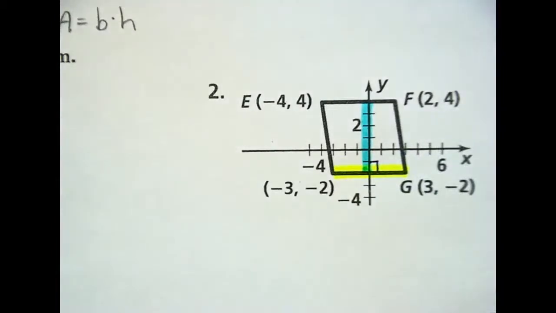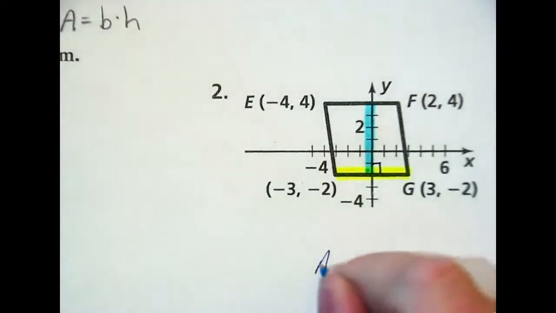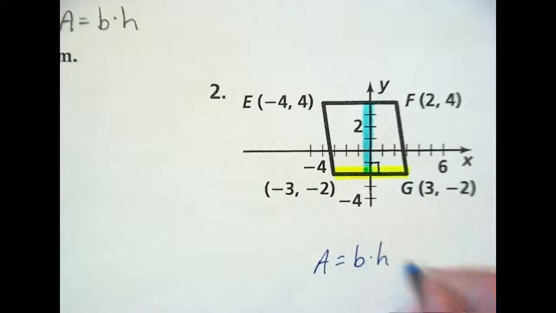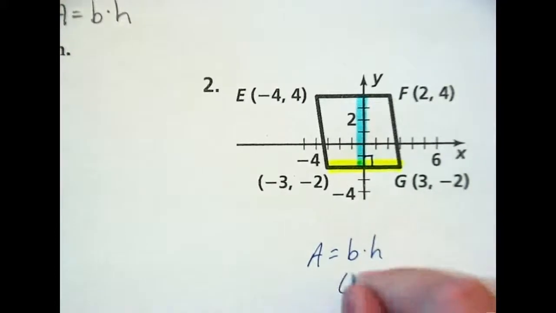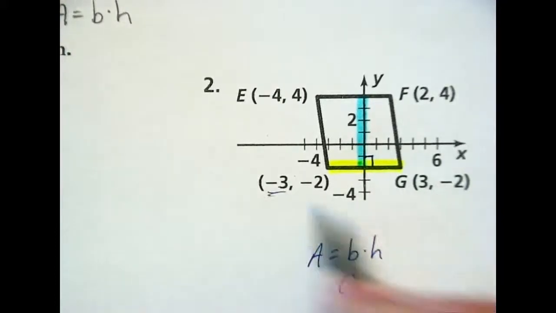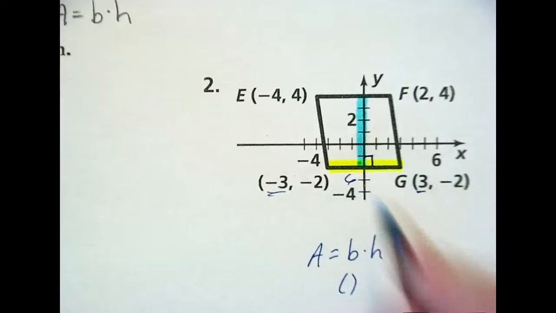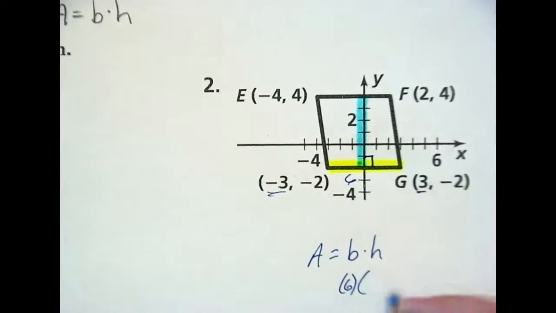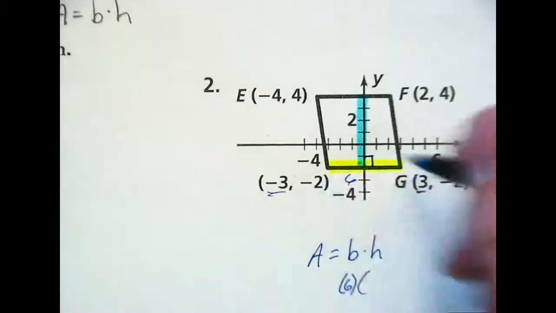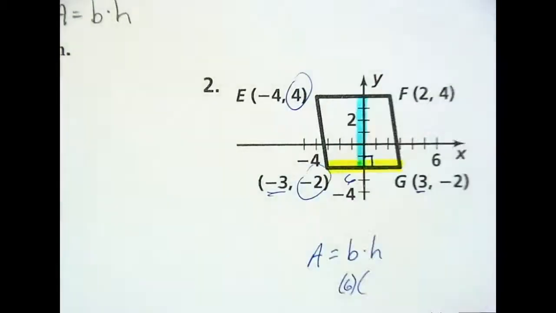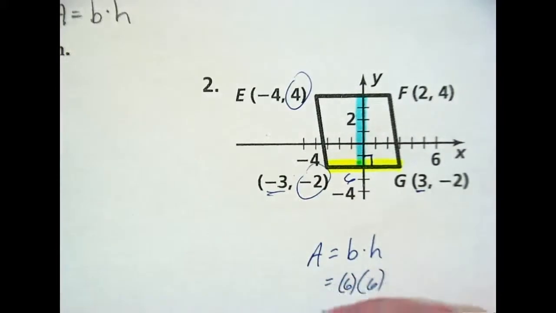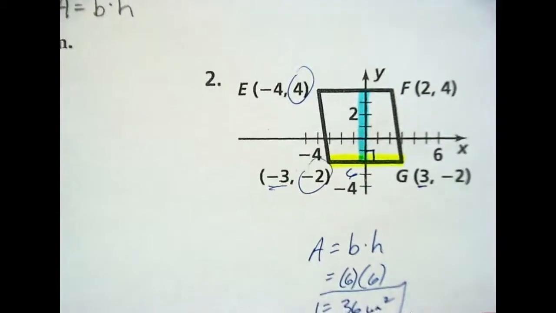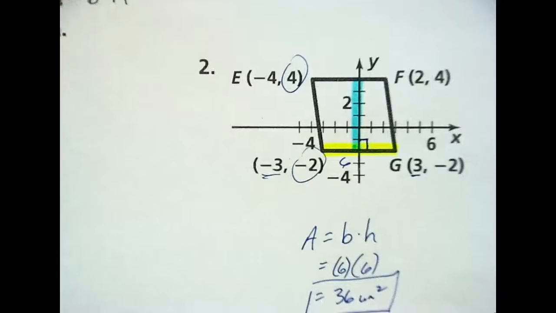Okay, so once again, if we're thinking area equals base times height, in this case my base has a length of -3 to 3, or 6. I have a height of, it looks like -2 up to 4, or 6. So my area is 36. Any questions there?